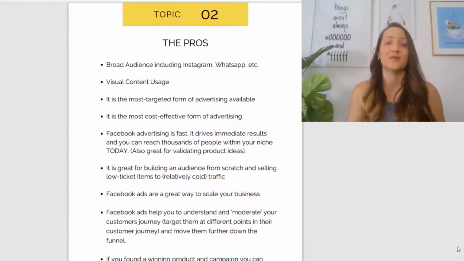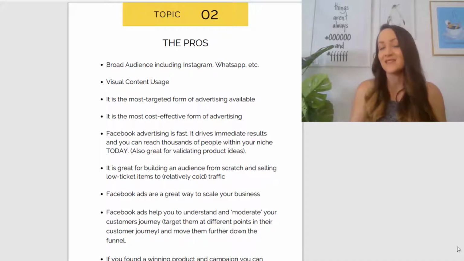Next pro is that you can work with visual content. You really make a difference with high quality creatives. So good images, videos, animated GIFs for your ads, and you can leverage that. That is a huge pro of the platform.